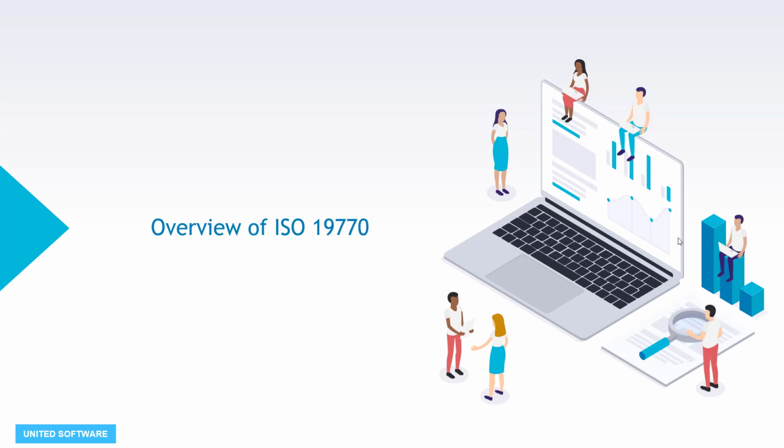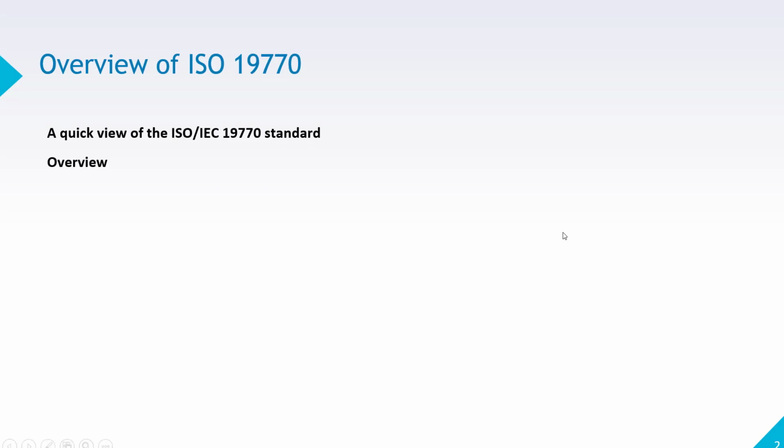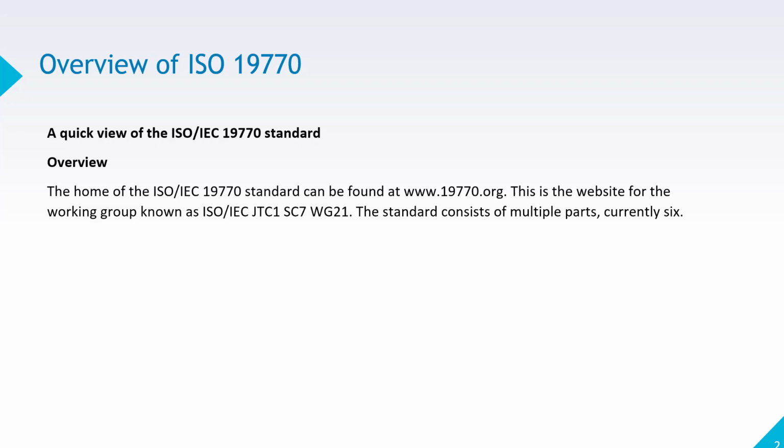Welcome again. In this lecture, we will have an overview of ISO 19770. A quick view of the ISO 19770 standard. An overview. The home of the ISO 19770 standard can be found at 19770.org. This is the website for the working group known as ISO/IEC JTC1 SC7 WG21. The standard consists of multiple parts, currently 6.